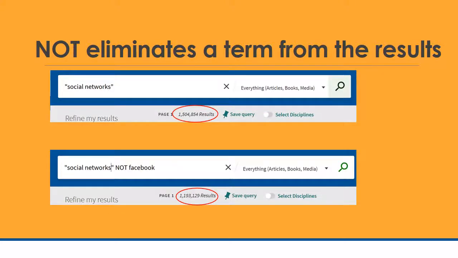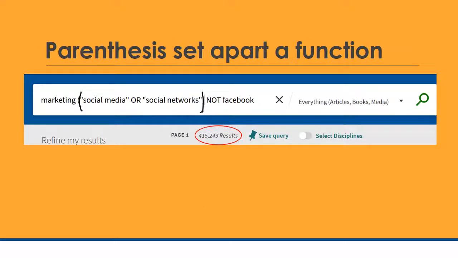A capital NOT will eliminate a term from my results. Let's say I want to do a search on social networks, but I don't want to include Facebook. I can include a capital NOT phrase at the end of my search string to eliminate that keyword from my results. Here, my results have decreased by over 300,000, but more importantly, the results will be more of what I'm looking for. Ready for some advanced techniques?